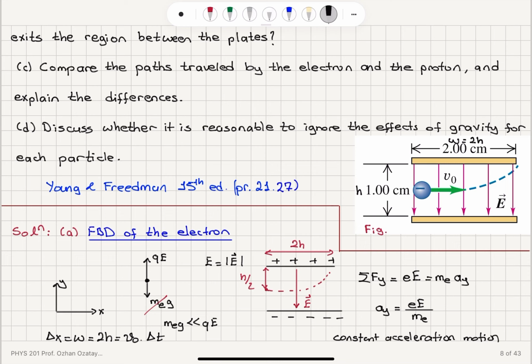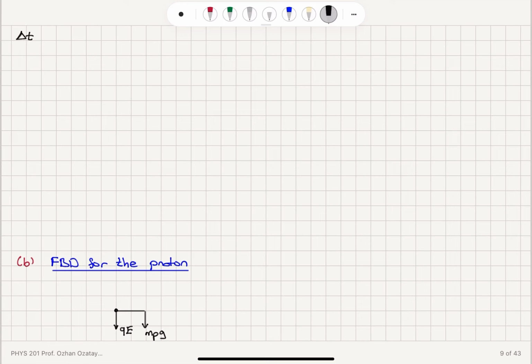Okay, so this delta t is equal to the time spent inside the electric field. So this is the time spent in the electric field. And how much is it? It's going to be the distance it travels, 2h, divided by the constant speed on the x-axis, v0, and the distance it travels on the y-axis is delta y.